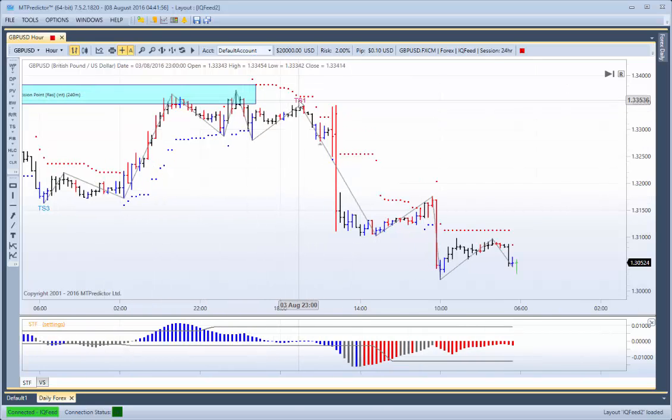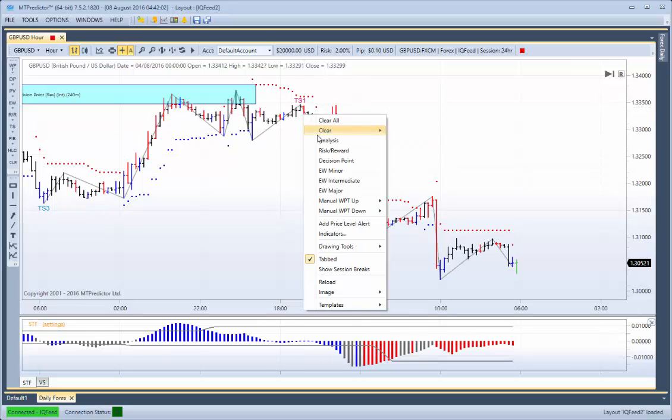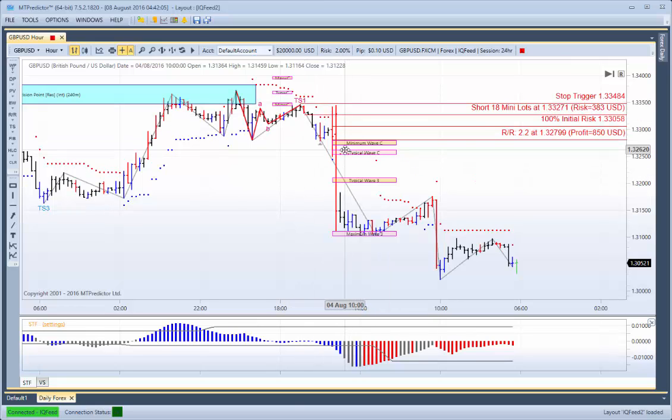Therefore this would be a good one to take. This would be a good one to take, but this buy signal here would not, because obviously the trend is now down. Right mouse click, do analysis, there's your trade into the first target. But would you really want to come out at that first target there?